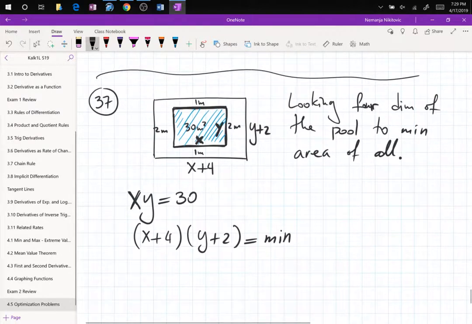Saving cost on what? Concrete, right? Saving the minimum surface area. Because your 30 meters square for the pool, that's fixed. You don't get to make the pool smaller. But changing the shape of the pool is going to change the shape of the rectangle around it, to minimize the area. So minimum surface area would be the minimum amount of concrete that you have to pour around the pool.